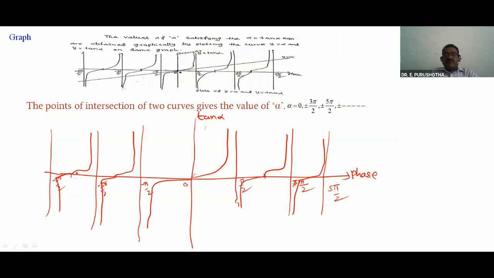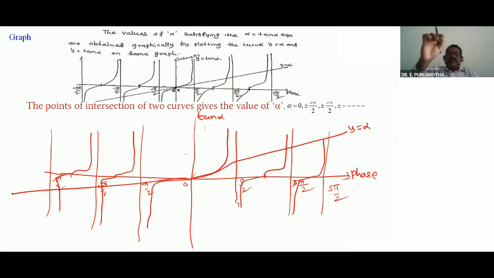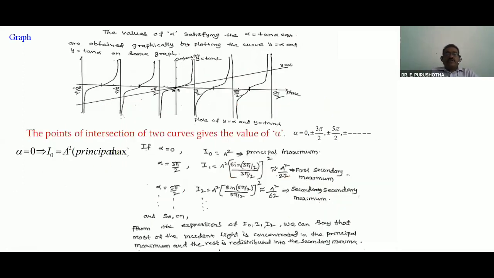You see in this figure. So we can take from the origin one straight line. It shows y is equal to alpha. You see clearly in this figure. So this graph shows the variation between phase and y is equal to tan alpha. And this line shows y is equal to alpha.